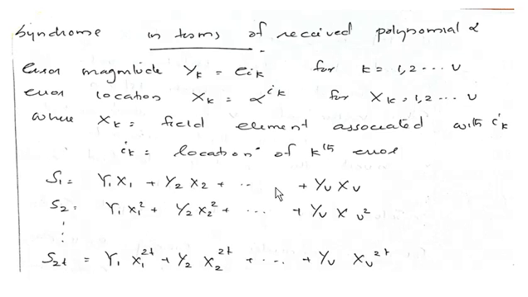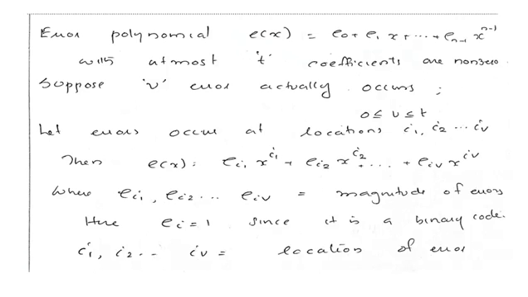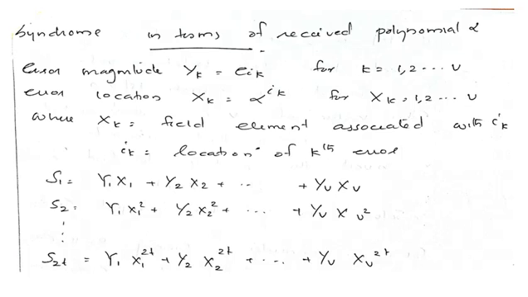And the error location we say as xk, then this xk should be equal to alpha raised to the error location. We already said this error location; we are representing it as i1, i2, up to iv, that's the error location. So we can write xk equal to alpha raised to ik for k equal to 1, 2, up to v, that represents the error location, where xk is the field element associated with ik, the location of the kth error. So we can relate this xk with ik, that xk is equal to alpha raised to ik.